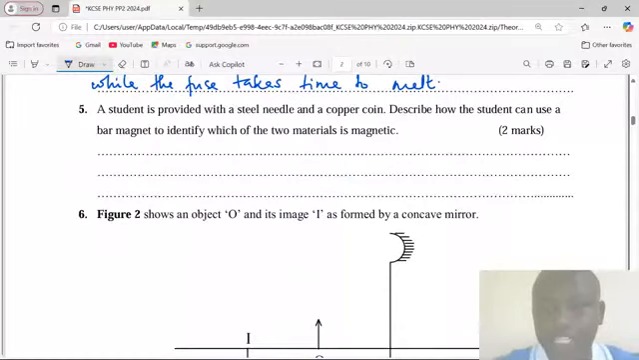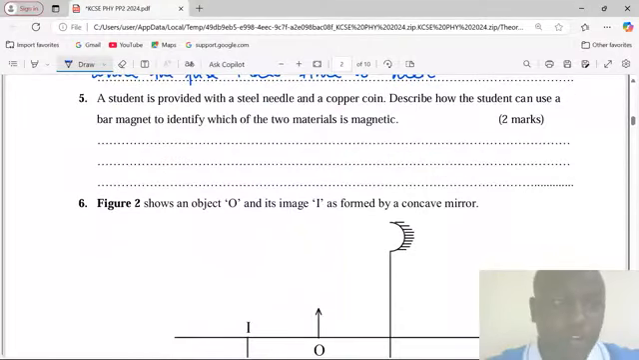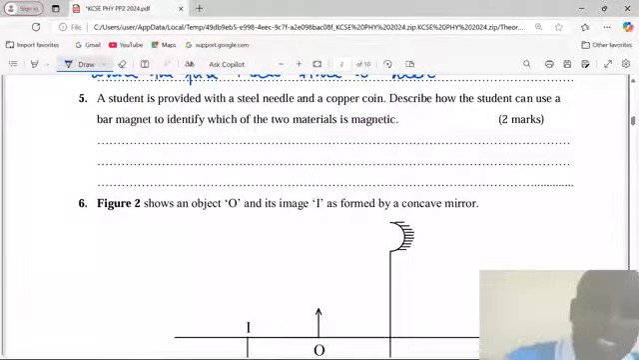Let's look at number 5. The question says that a student is provided with a steel needle and a copper coin. Describe how the student can use a bar magnet to identify which of the two materials is magnetic. To identify a magnetic material, you have to use a permanent magnet. The student is supposed to bring the two materials one at a time near the magnet.